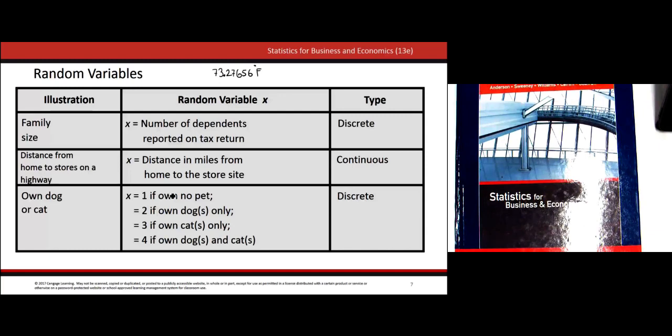Own cat or dog. Own no pet, dogs only, cats only, dogs and cats. Outcomes are not numeric, but now for X, we can say X is 1 if own no pet, X is 2 if dogs only. Now this random variable X maps the outcomes to numbers, and it is discrete because X can only take 4 values.